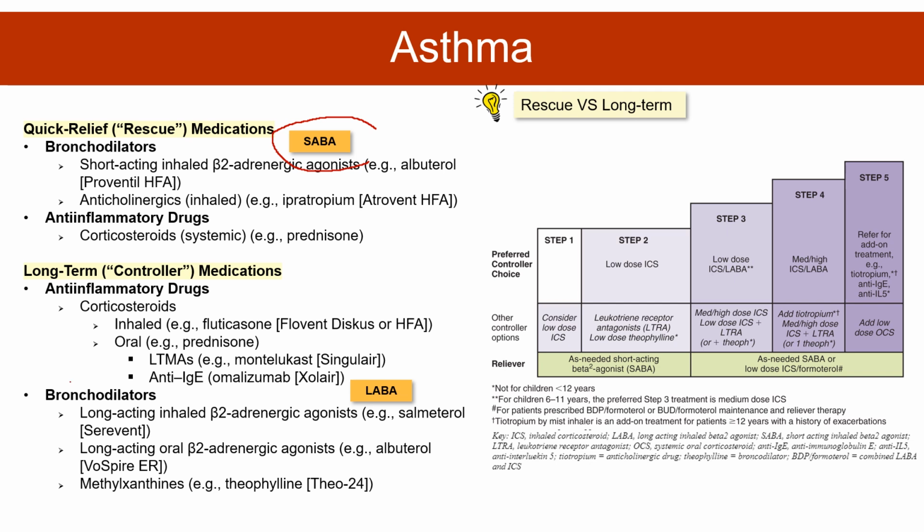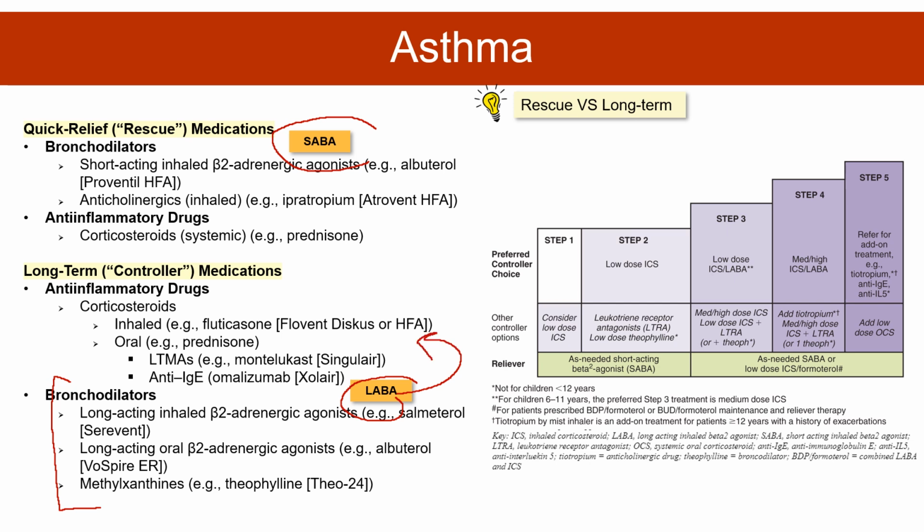Then we have bronchodilators down here. So we have long-acting, and methylxanthines, which is theophylline. That's a LABA. These bronchodilators are LABAs. And just remember that LABAs can only be used when you combine them with inhaled corticosteroids. Okay, so these are LABAs, but they work in combination with these.